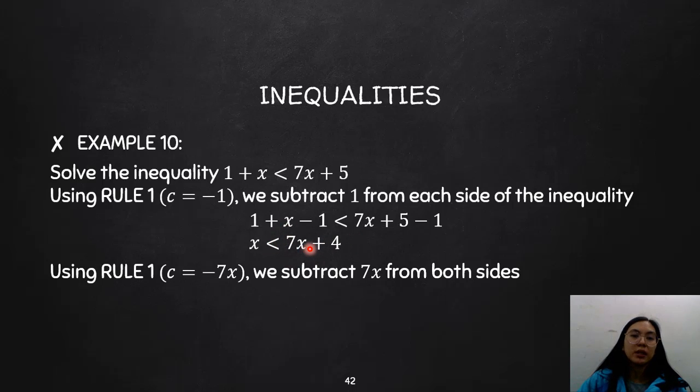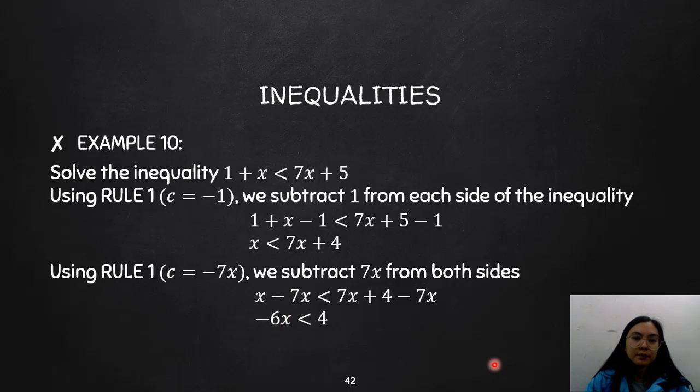Now, of course, we want to get rid again of x, such that dapat x lang yung matitira sa isang side. So, what do we do? Using rule 1 again, setting c equal to negative 7x, we subtract 7x from both sides, giving us x minus 7x is less than 7x plus 4 minus 7x. So, diba, magiging negative 6x is less than 4. So, makikita mo na dito, nag-iisa na lang yung x doon sa isang side para ma-solve natin siya. Now, what do we do next?